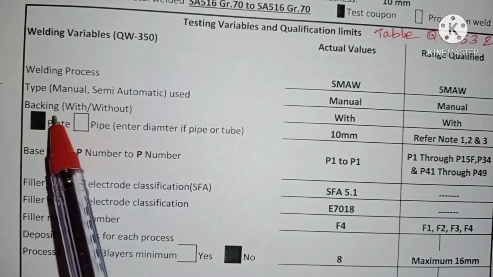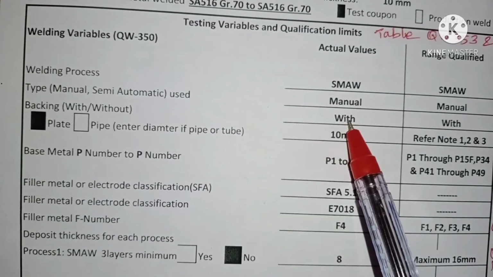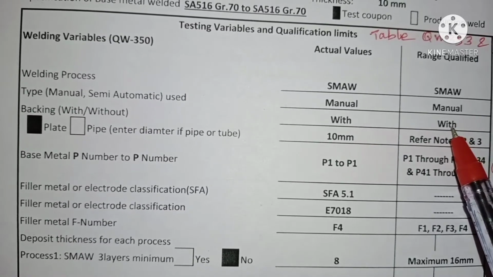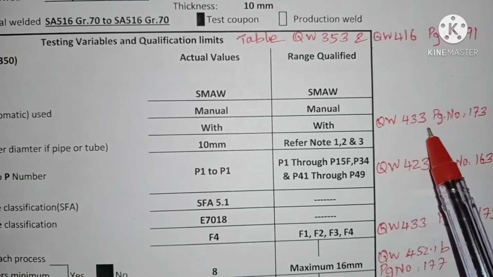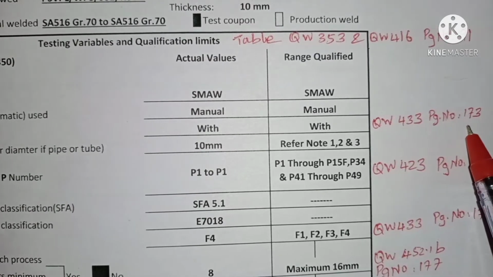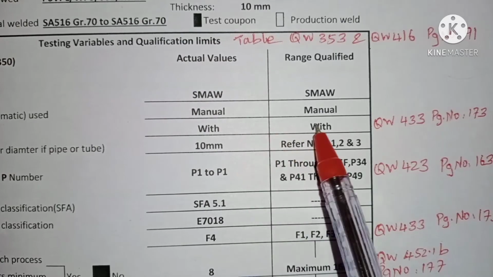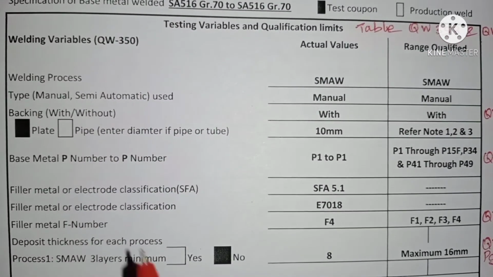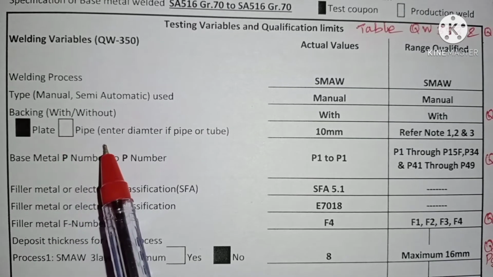Then the third one is backing. The welder welded with or without backing. He welded with backing, so he is qualified for with backing only. To select this, we can refer to table QW433, page number 173. In this table we can choose the range qualified for backing.